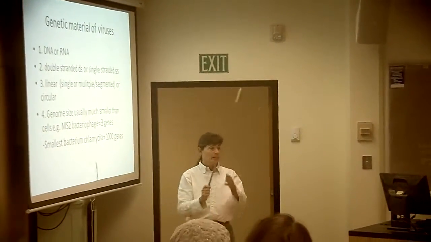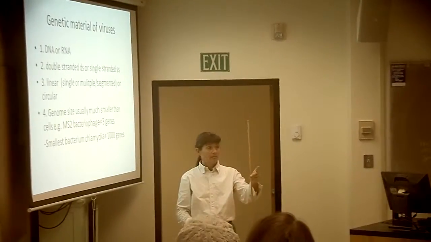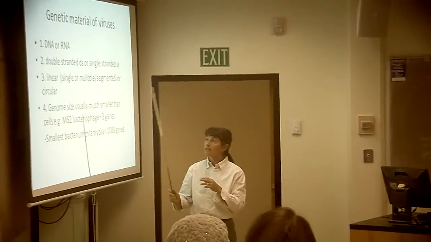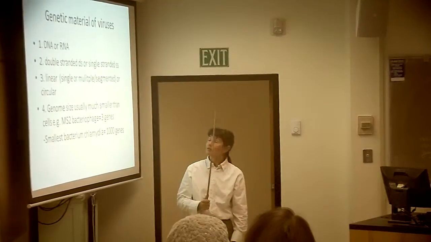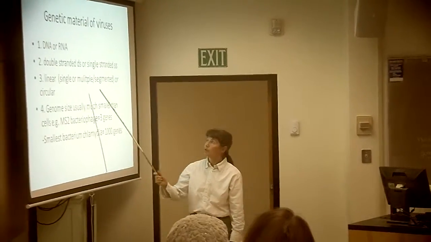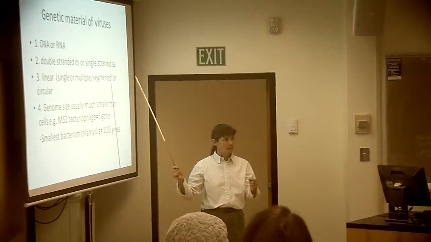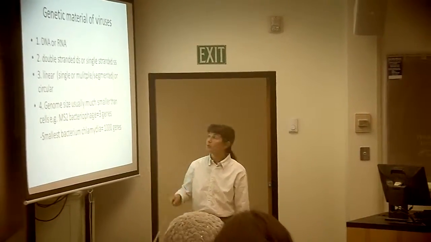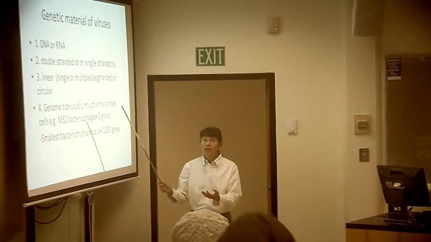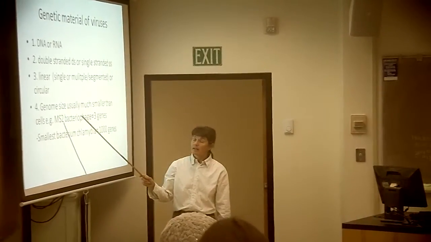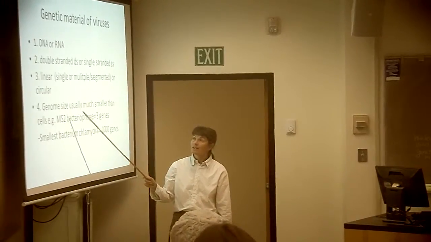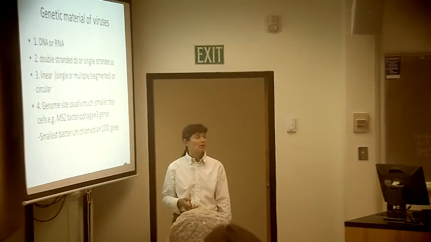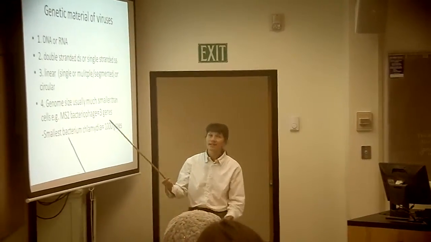Okay, viral genetic information can be double-stranded or single-stranded. We can have linear viral genetic information, a single linear strand or multiple segments, almost like little mini chromosomes. Or some viruses have circular genomes. And in general, the size of the viral genome is going to be much smaller than the genomes of cellular organisms. And this is just one example.